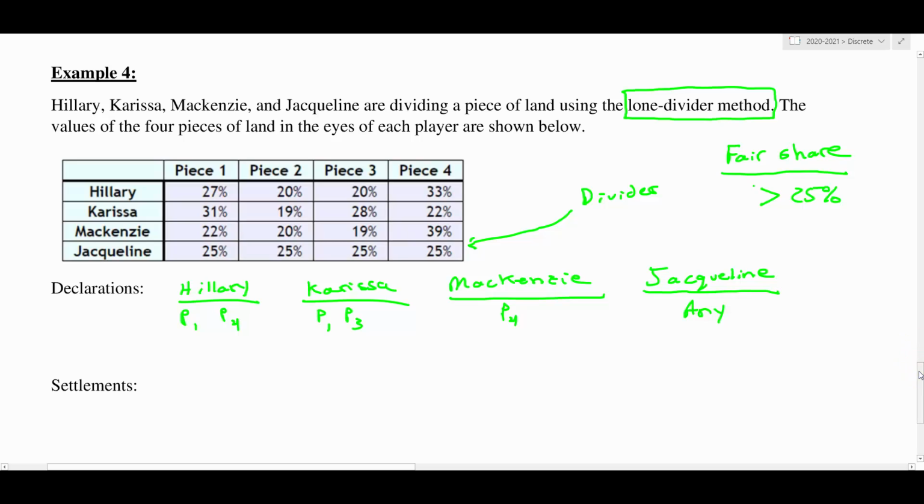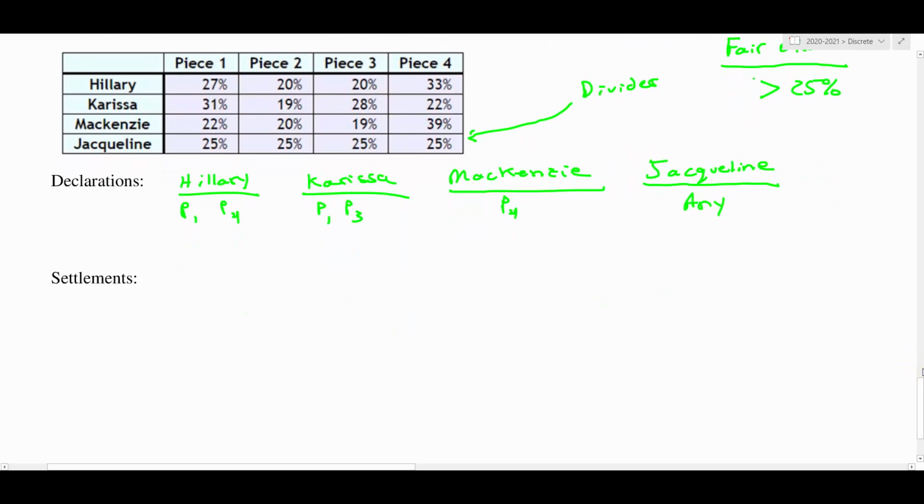Now, once we have done the declarations, we look to see if there is an easy way to give each person a piece of land that they would be happy with. Okay, so I'm just going to abbreviate names here. And we'll see if we can come up with a happy division. So I always like to start with the most picky person. The pickiest person is the one that was okay with the least number of pieces of land.